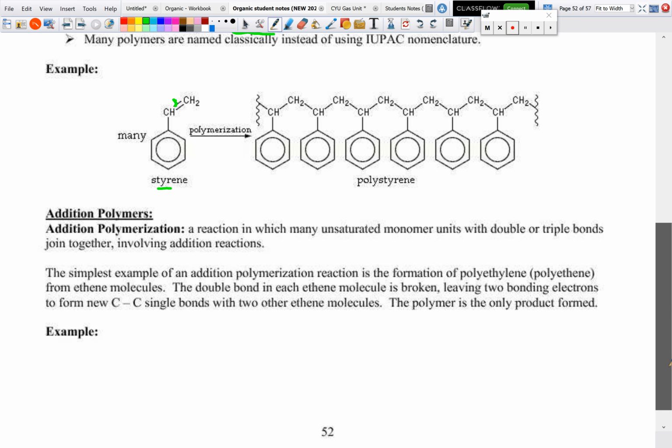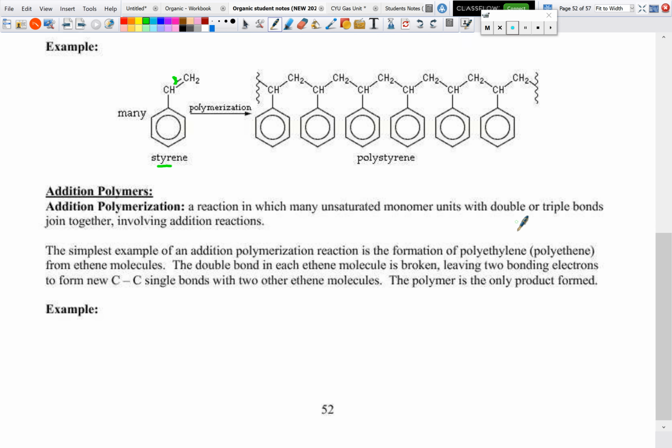So our addition polymerization, this is a reaction involving unsaturated monomer units, so basically a double bond or a triple bond. We're just going to be dealing with the double bonded units. And of course, with this one right here, we involve the double bond and they join together, involving addition reactions. So just like we had addition reactions before, we're not going to produce anything else, as we're just adding two things together. So the example is very similar to what we have up here.